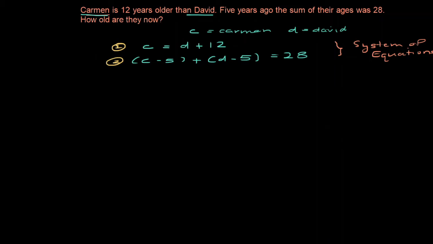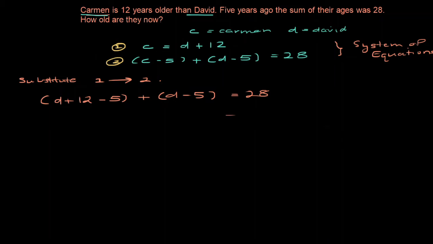All you have to do is something called substitution. Let's see what this says. It says C is equal to D plus 12. So C is already isolated, which means we can go into equation number 2 and substitute all the C's with D plus 12, and equation 2 now has one variable. Your goal is to make a system of equations and reduce it down to just one single variable. So we're going to substitute 1 into 2. Everywhere there's a C in 2, we replace it with D plus 12. So we get D plus 12 minus 5 plus D minus 5 is equal to 28.